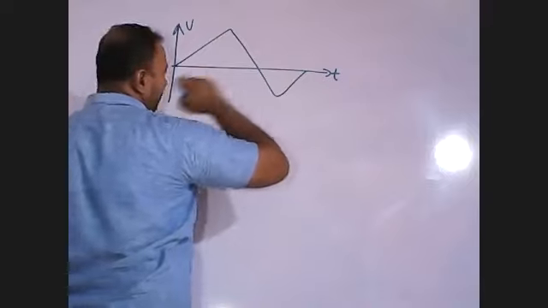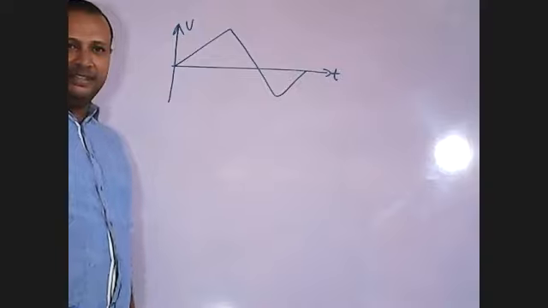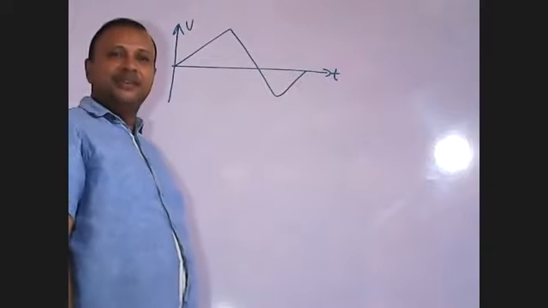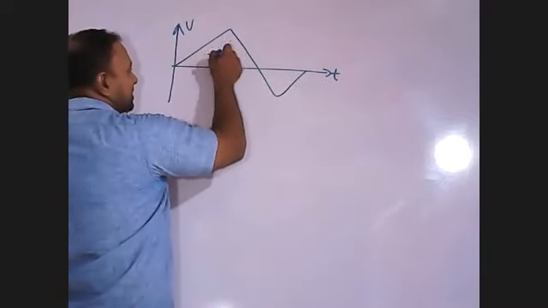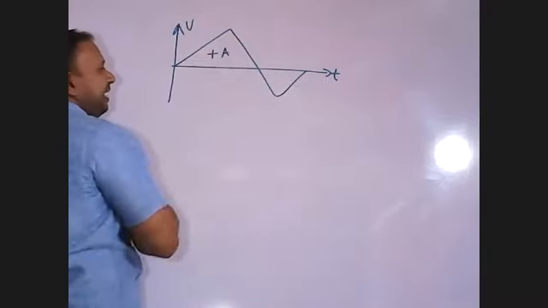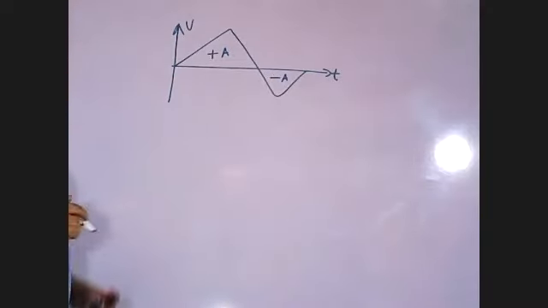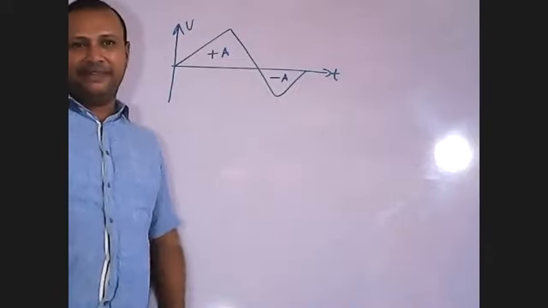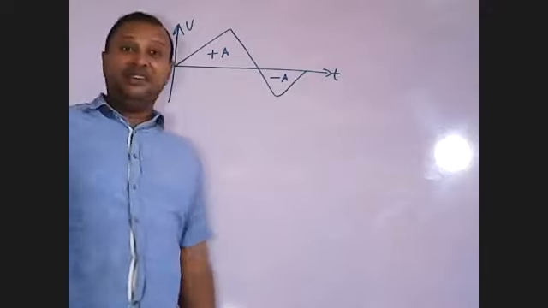Suppose now we have this kind of graph. Normally we call this one a plus area and this one a minus area. What is the reason behind it? I think now you can give me the reason.